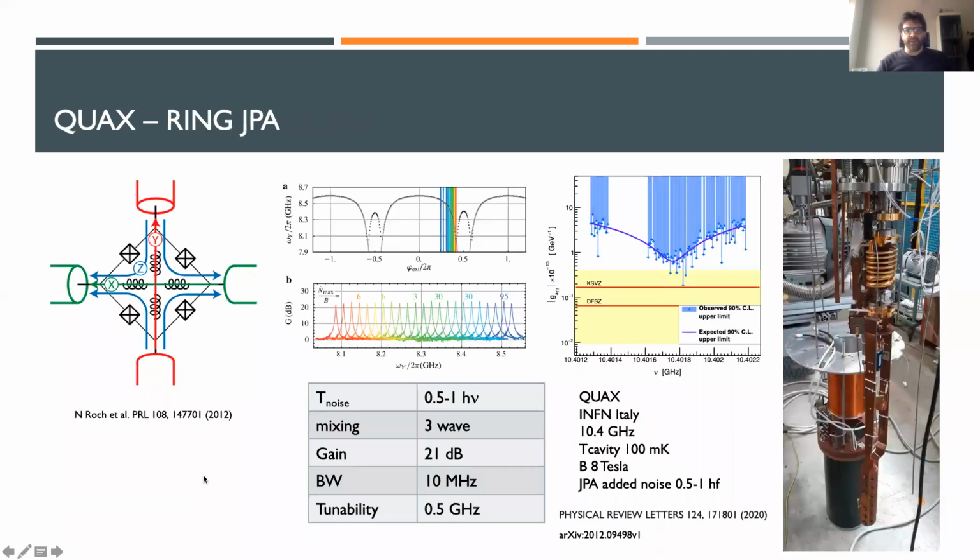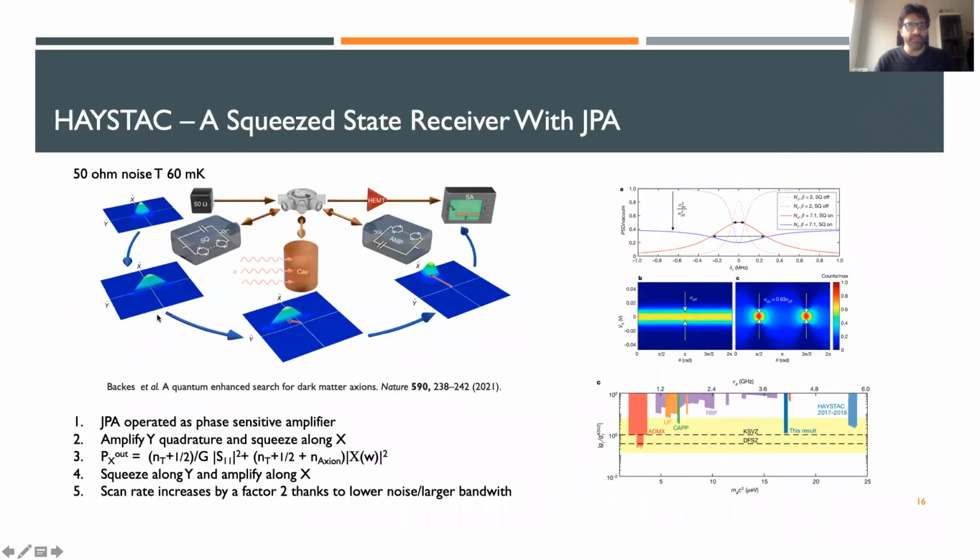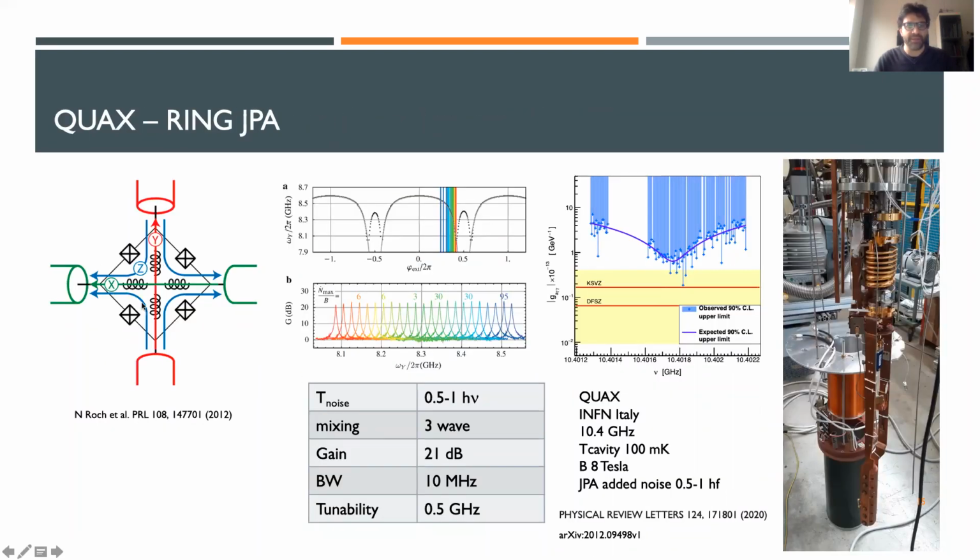So finally, we have QUAX in Italy. The INFN experiment is working at 10 gigahertz with an 8 Tesla magnet at 100 milli-K temperature. And in the latest measurement, QUAX reached the QCD band using a Josephson parametric amplifier of this kind. As a ring, you have a ring of Josephson junctions. In this way, you can mix the 3 signals and have it result in a 3-wave mixing amplifier, and they reach a noise close to the quantum limit.